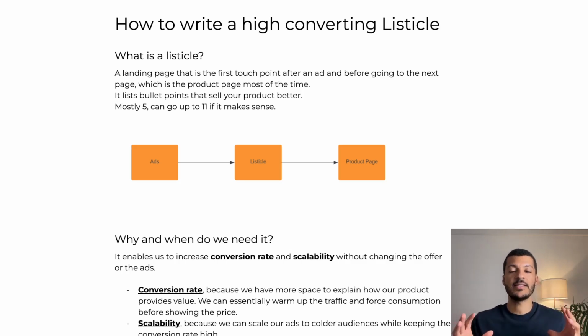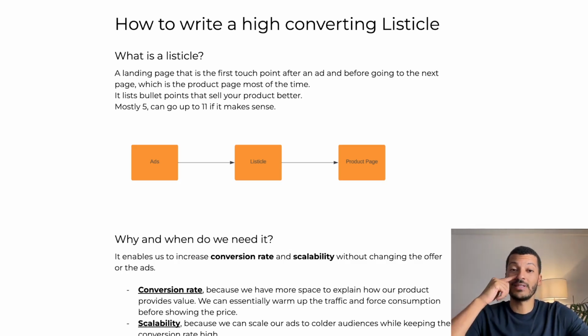And for that case, I'm going to show you now how to use listicles, which is a special type of landing page, to actually make your whole setup scalable and be able to spend 3 times, 5 times, sometimes 10 times more per day without even changing the ads or your product or anything, right? All right, so let's jump right in.